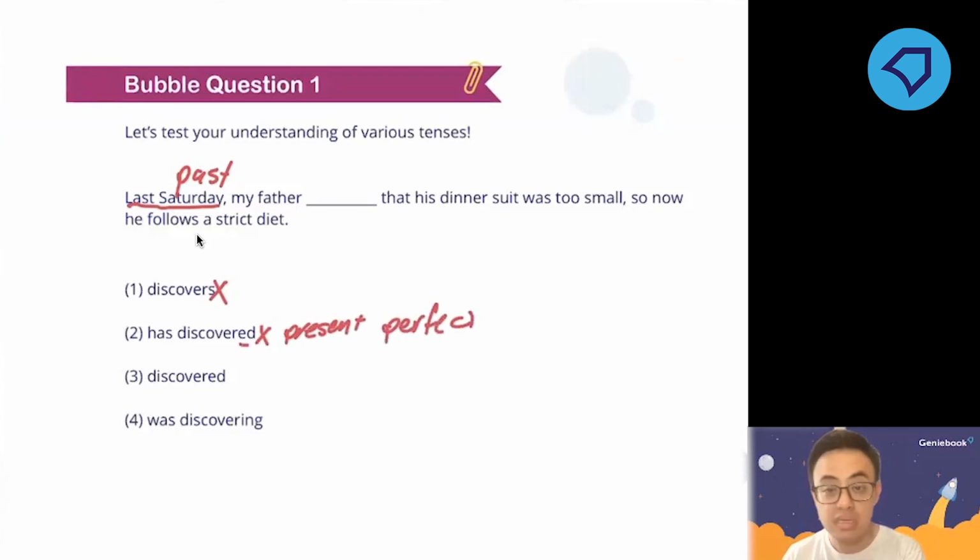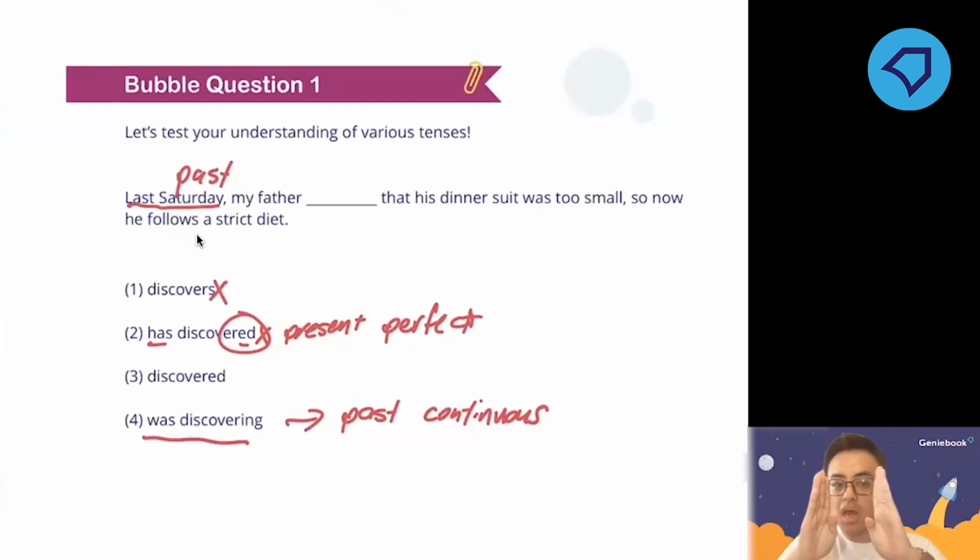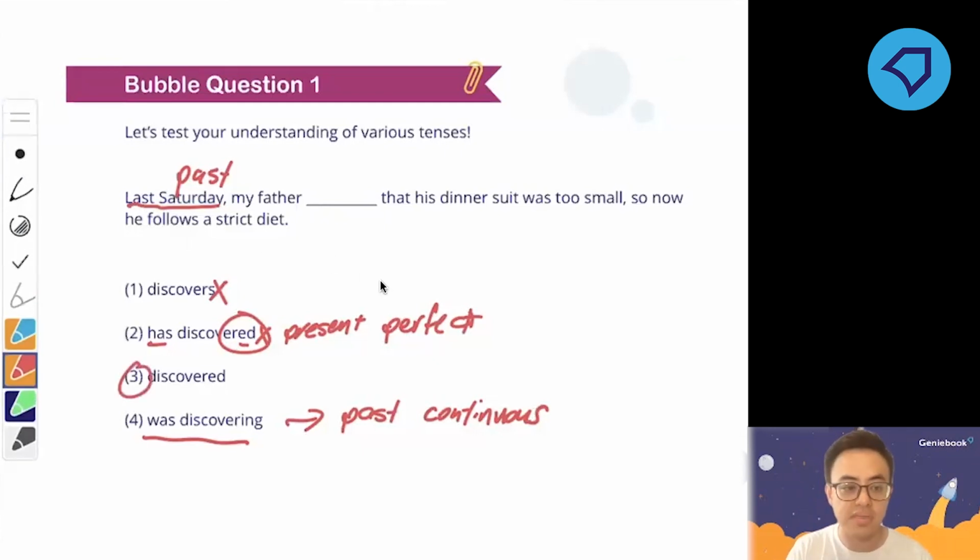Now, don't care about this ed word. If you see the word has over here, it is definitely present, regardless of whether there's an ed or not. So has discovered is present perfect. Discovers is present, wrong. Was discovering is strange because it is past, but it is past continuous. Remember what I taught you last week about past continuous. The action is very important. If the action happens and carries on for a while, then you use the past continuous. But for an action like discovering, which happens pretty quickly, the answer should be number 3. He discovered that it was too small, so he needed to go on a diet.